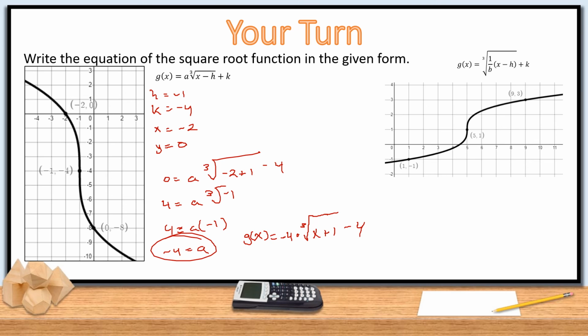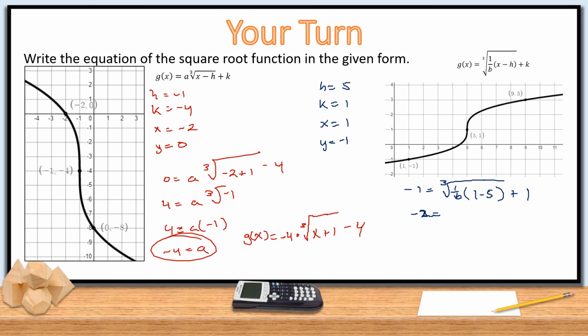Second one, solving for that b value. So we've got h is 5, k is 1, x is 1, y is minus 1. I stick with the smaller numbers typically because they're usually easier to work with rather than 9, 3. But it's up to you. It'll work for either one. So minus 1 is equal to cube root of 1 over b times x is 1, h is 5, so 1 minus 5, and then plus k, k is 1. Okay. So we got minus 1 equals, actually let's subtract that other one from both sides.